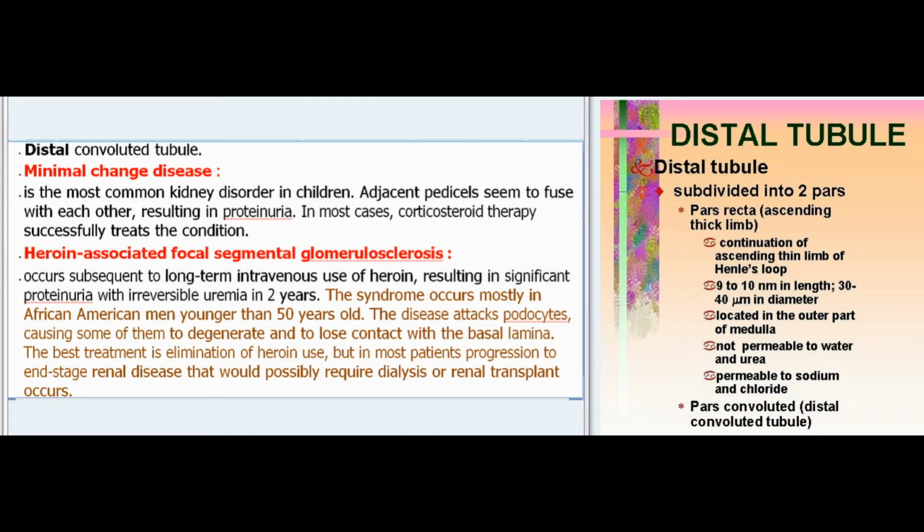Heroin-associated focal segmental glomerulosclerosis occurs subsequent to long-term intravenous use of heroin, resulting in significant proteinuria with irreversible uremia in 2 years. The syndrome occurs mostly in African American men younger than 50 years old. The disease attacks podocytes, causing some of them to degenerate and to lose contact with the basal lamina. The best treatment is elimination of heroin use, but in most patients progression to end-stage renal disease occurs, which would possibly require dialysis or renal transplant.